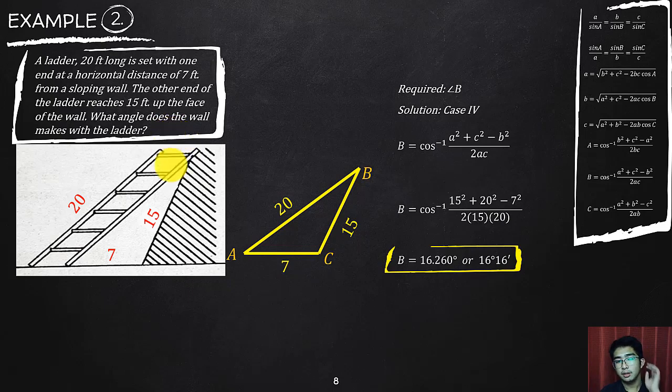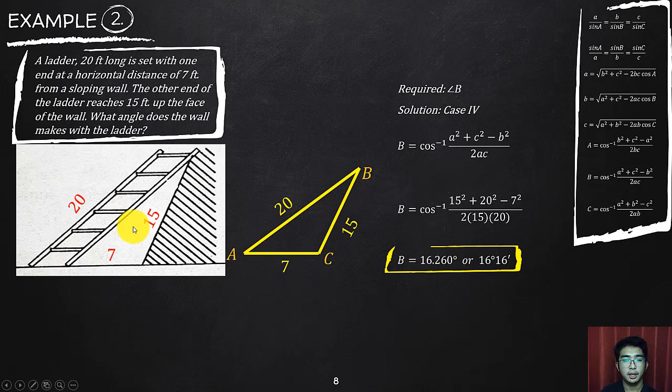So this is a bit different from our previous problem. For the previous problem, the inclined or sloping one was the ground, correct? The pole was vertical, but this one, the ground is horizontal, and then the wall is the one that is inclined. So if you place a ladder that is 20 feet long here, what is now the angle that the ladder makes with the wall?